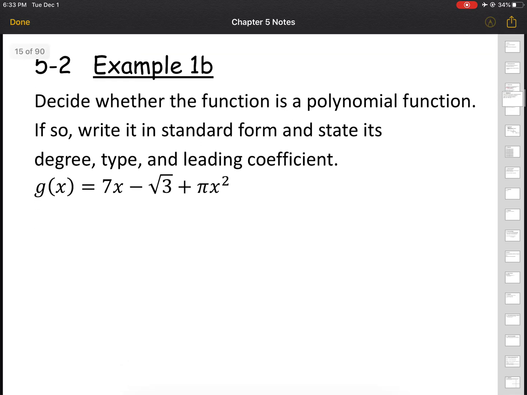If we look at another one here, we're going to do the same exact thing. Looking at the function g of x, well, I see exponent of 1 and of 2, and that has an exponent of none right now. Okay, so all my exponents are fine. Then if I look at my coefficients, I have 7, and the negative square root of 3, and pi. Even though pi is kind of a weird number, it is a real number though. So this one is a polynomial function, even though it looks kind of weird.